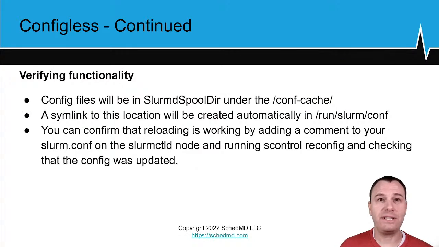With the slurmctld configured and the slurmd started, you can verify the setup by checking in a couple of places to make sure the configs are present on the node. Config files will be in the slurmd folder under the conf cache directory, and a symlink to the location will be created automatically in the run/slurm/conf directory. You can confirm that reloading is working by adding a comment to your slurm.conf on the controller node and running scontrol reconfigure and checking that the config was updated.